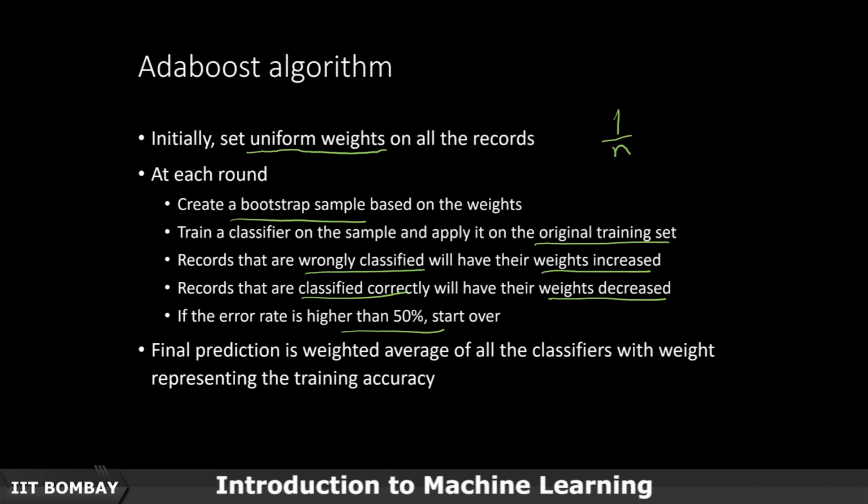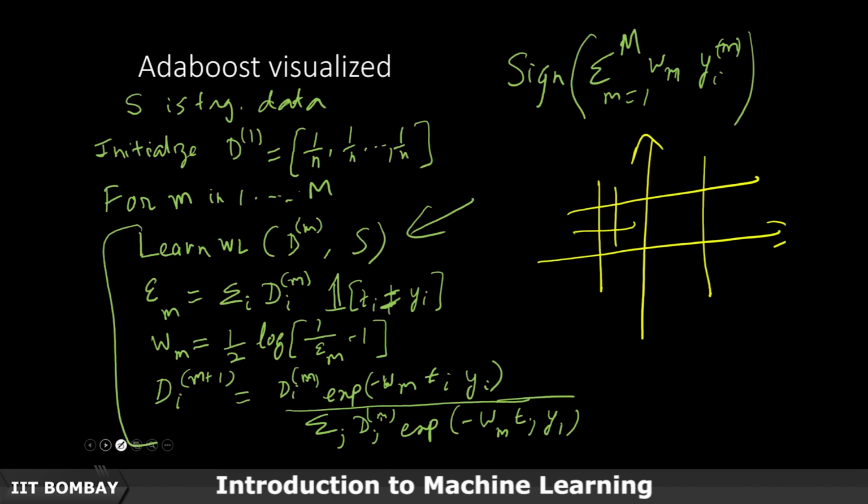So now let's look at the details. So the details of the model are the following. Let's assume that our training data set is S. Okay, that is our training data set. And we will initialize the weight of each sample, D1, to be 1 by n. That means each sample gets the same weight. This is a uniform weight for all the samples.